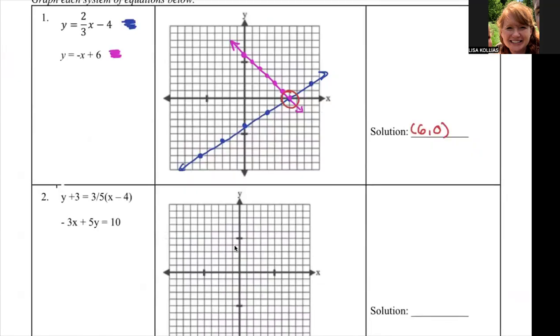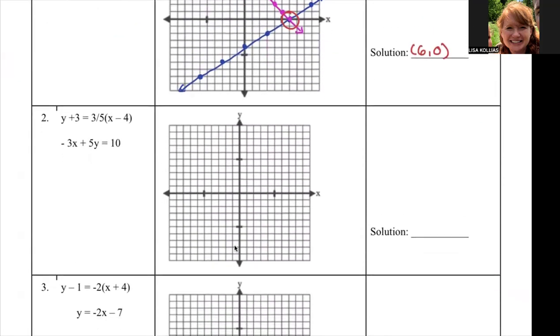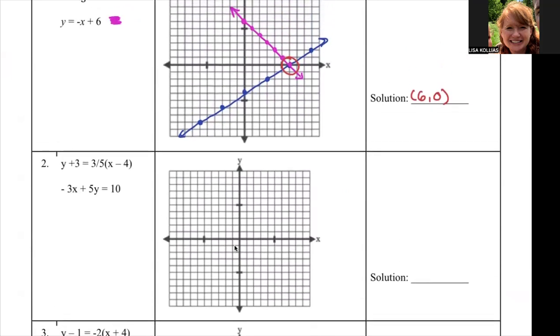So graphically, at this point, if you were in class, I'd be having you do the next two problems, but I will go ahead and take a look. For the first one, notice that it is in point-slope form. So this is going to be the point 4, -3 with a slope of 3/5. There's my first equation.